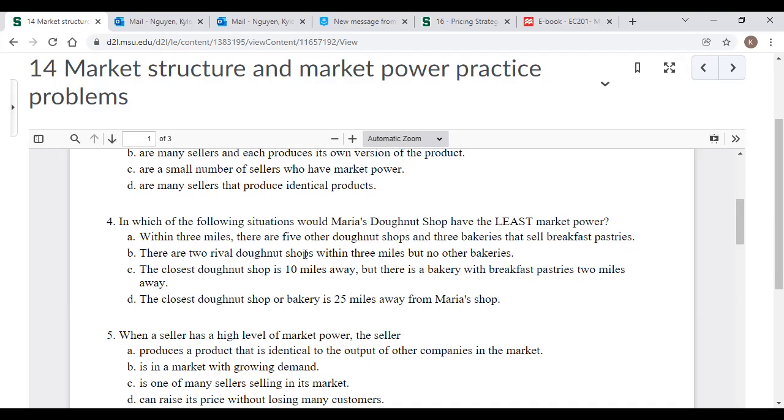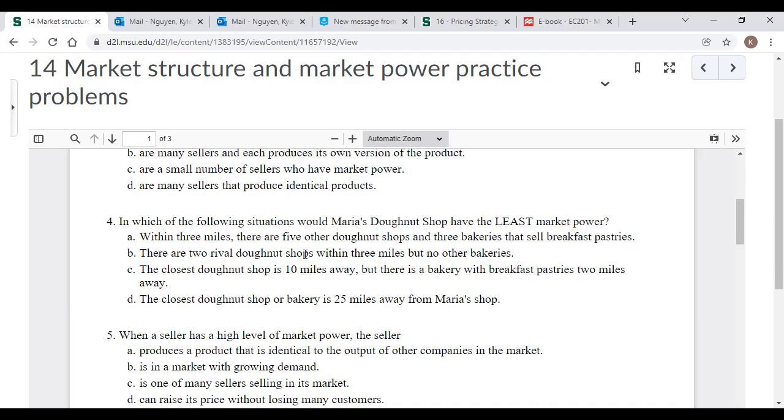B, there are 2 rival donut shops within 3 miles, but no other bakeries. In this one, she has more market power than A because she only has 2 competitors, and there are no bakeries. However, those 2 competitors sell a very similar product to her. So she still doesn't have a lot of market power, but she still has more market power than A.